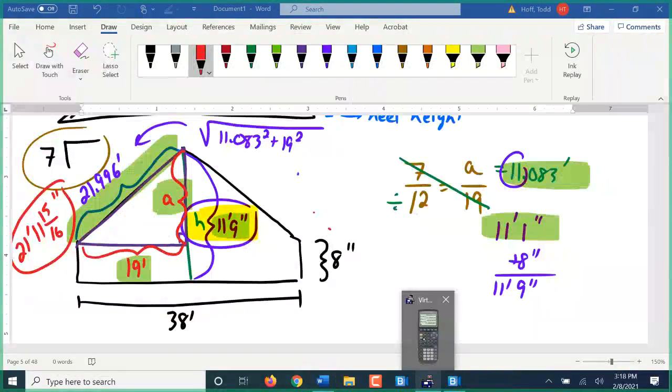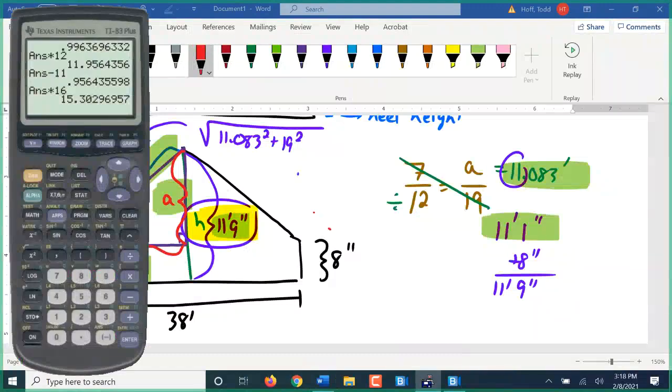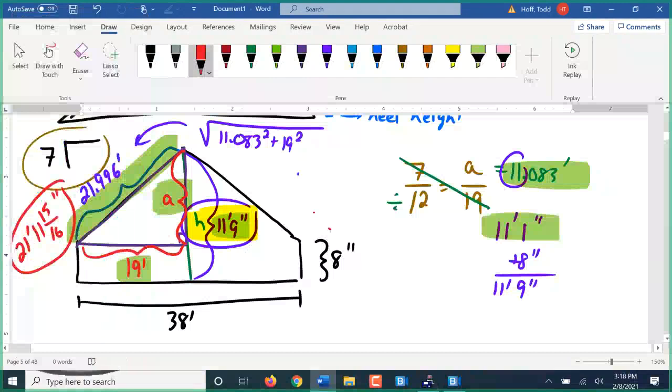What if that had been 15.6 instead of 15? It would have rounded up to 22 feet exactly. Any questions on that?